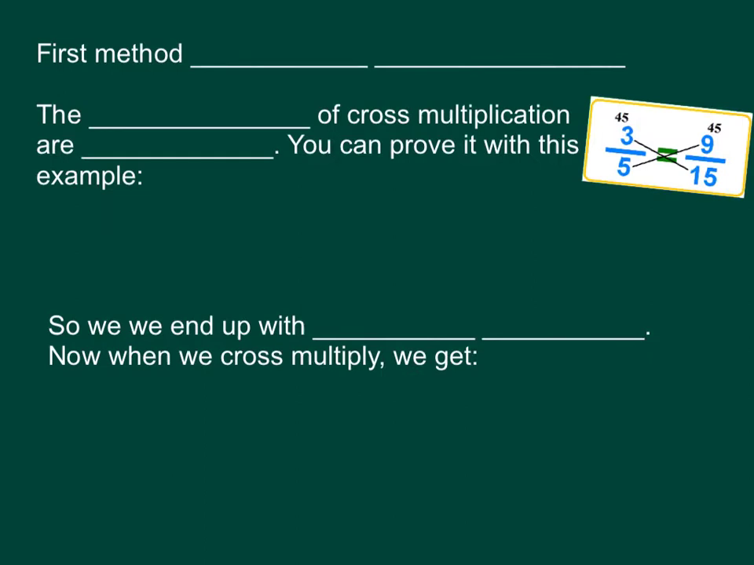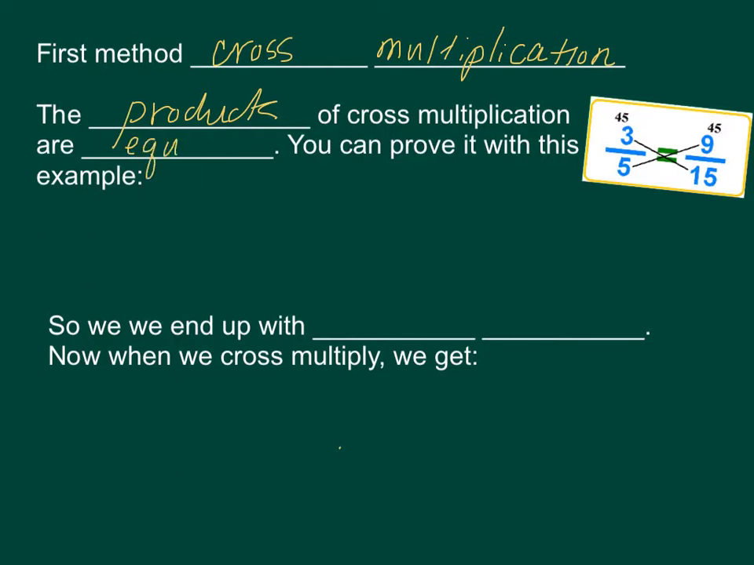Okay, so the first method we are going to look at is cross multiplication. And it's a very popular method. The products of cross multiplication are equal. Let's look at an example that illustrates it, because you can prove it this way.